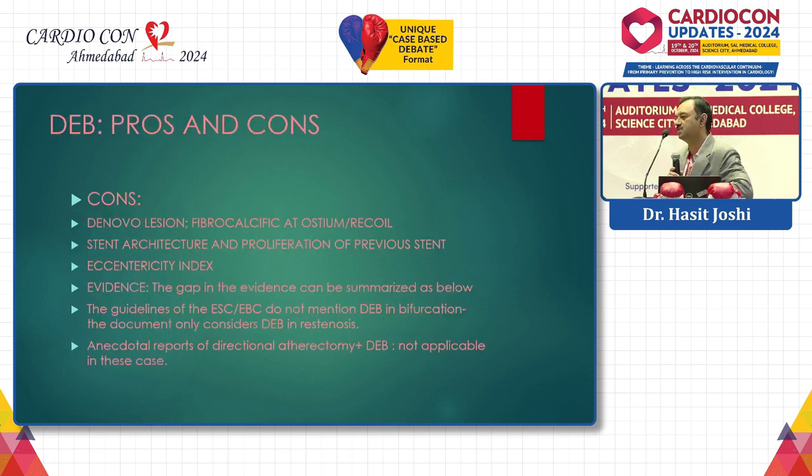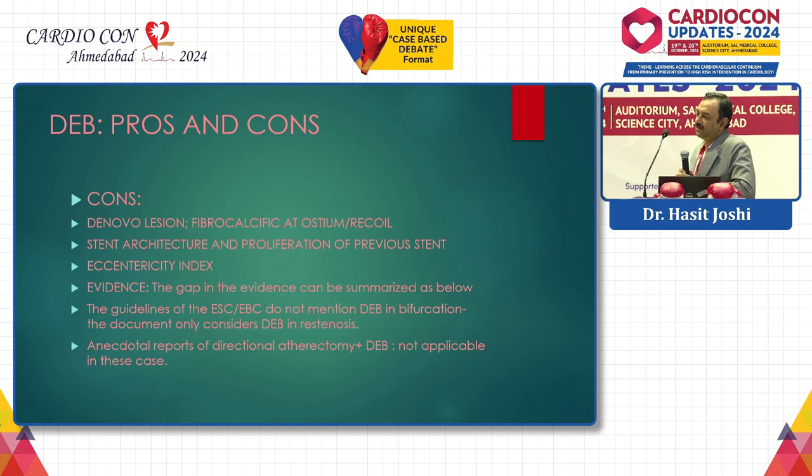DEB, pros and cons. There are lots of cons. DEB, there are trials with de novo lesion. This is a de novo lesion at ostium, and probably it would be quite fibrocalcific, especially after the balloon injury, if it has occurred during the first procedure. Second thing, stent struts overlying. So to open these stent struts also we need to do, and proliferation in previous stent also might affect this. Eccentricity index also we have to see.